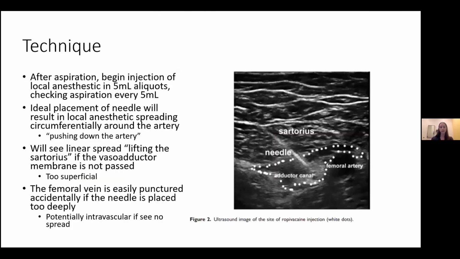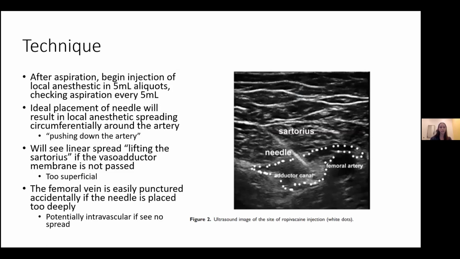So once you're in the target location, the idea is you inject your local anesthetic in 5 milliliter aliquots, checking aspirations negative every 5 milliliters. Because often in larger patients or people with very thick legs, you're really putting a lot of pressure on that ultrasound probe, and that will compress the femoral vein quite easily. So it's very important to make sure that aspiration is negative.